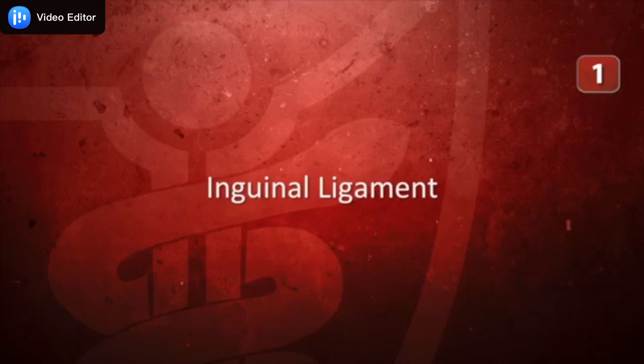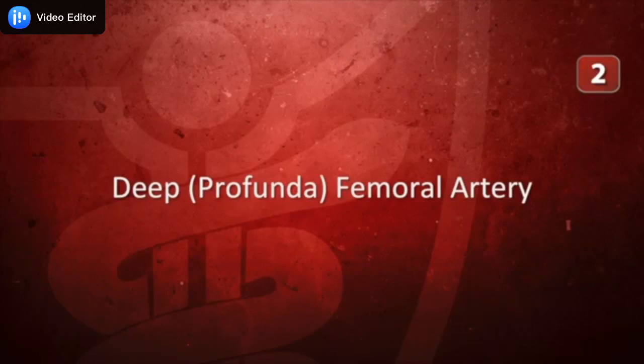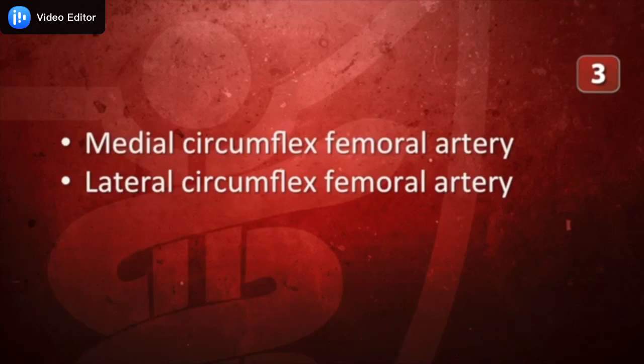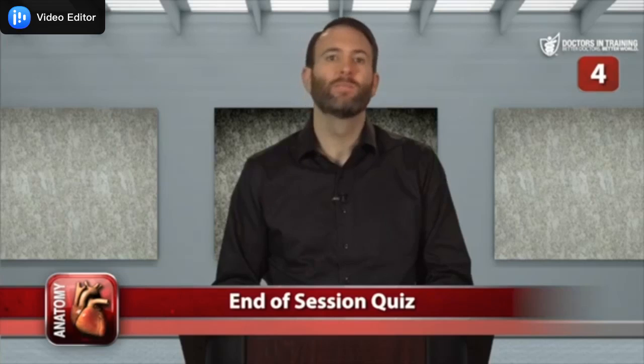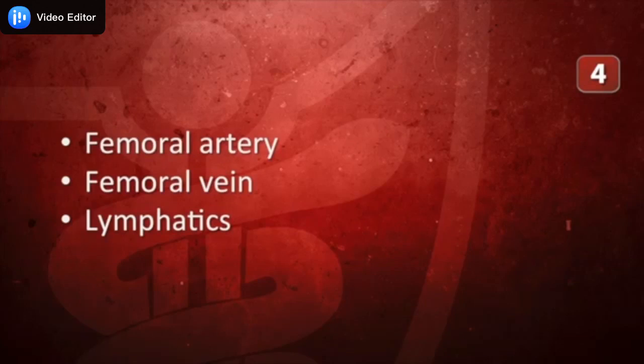Let's get going. First question. What landmark differentiates the external iliac artery from the femoral artery? That's going to be the inguinal ligament. Next, what is the largest branch of the femoral artery? That's the deep or profunda femoral artery. Next, which arteries supply the head and neck of the femur? That's going to be the medial circumflex femoral artery and the lateral circumflex femoral artery. Next, what can be found in the femoral sheath? Well, you're going to find the femoral artery and vein and lymphatics, but not the femoral nerve.